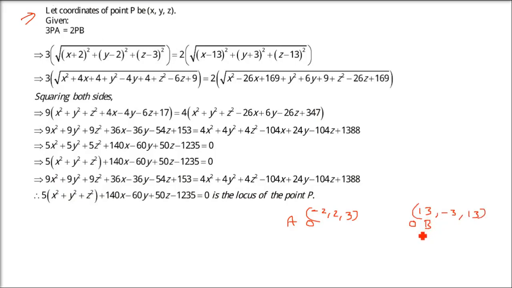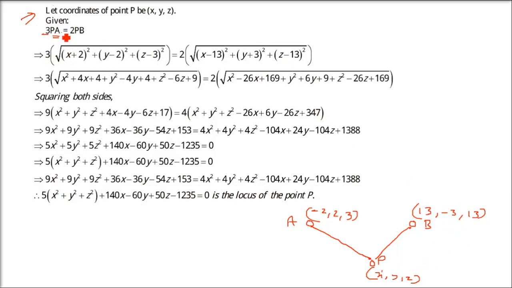Now we have a point P which is moving. Locus of that point we have to find out. So P point, locus means whatever equation is going to come. So 3PA is 2PB. Now distance PA you can find out. X minus of minus 2, x plus 2 whole square, y minus 2 whole square, z minus 3 whole square under root. This is the distance of AP. Now how about BP or PB? Distance will be x minus 13 whole square, y minus of minus 3, y plus 3 whole square and z minus 13 whole square.